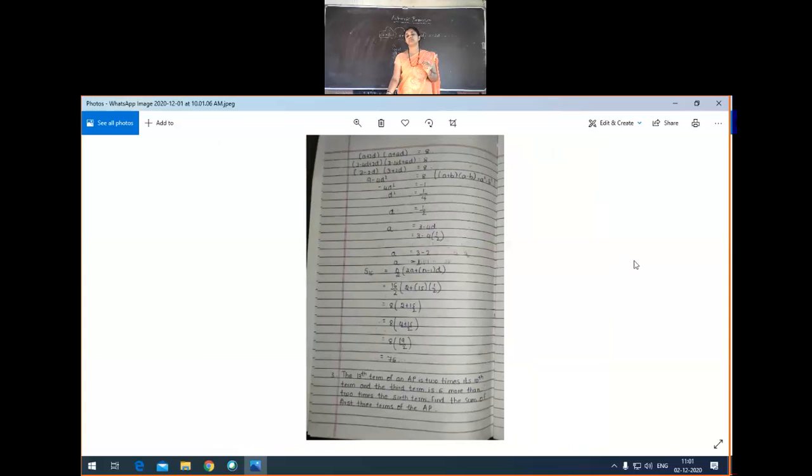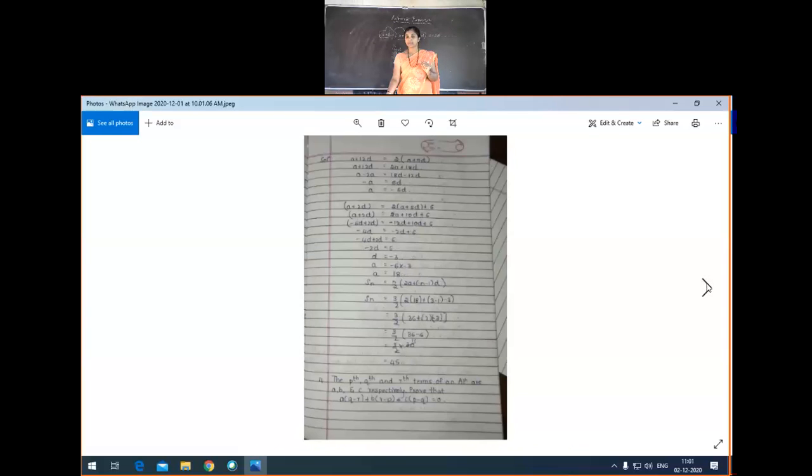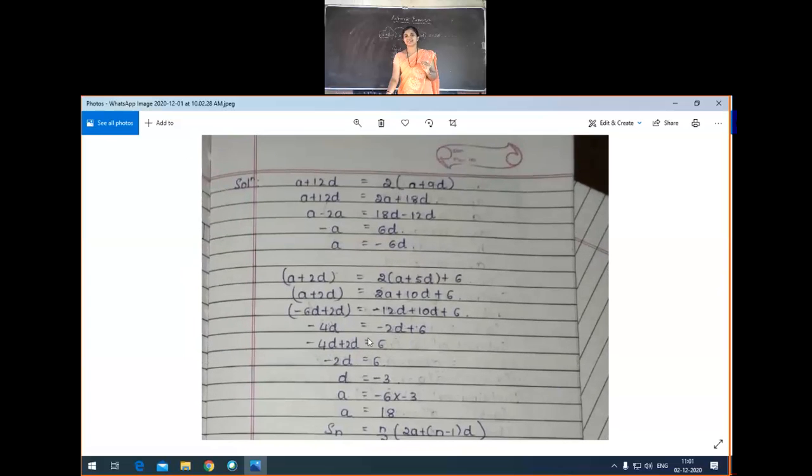Find the sum of the first three terms of the AP. So now we'll start the first problem. Okay, A13. Directly we are taking the general term. A13 is equal to 2 into A10. So we are writing in the general term actually.